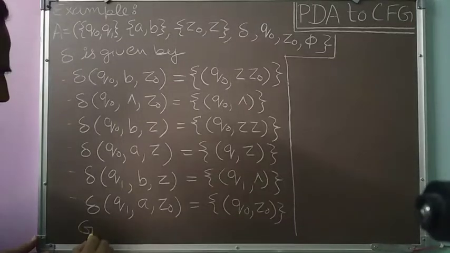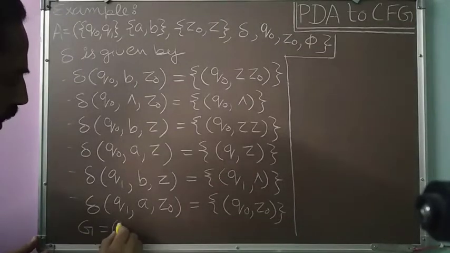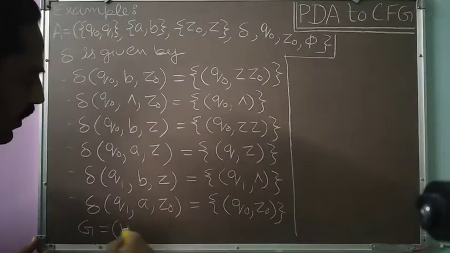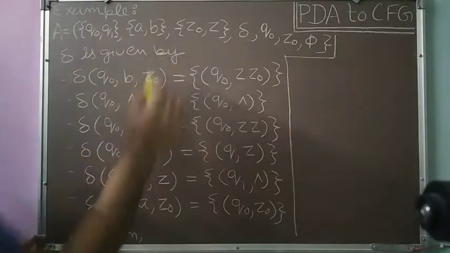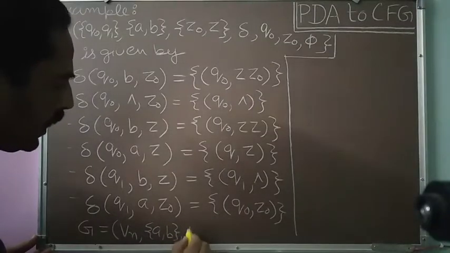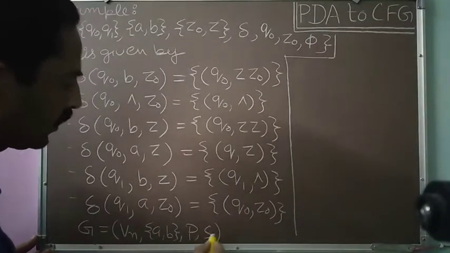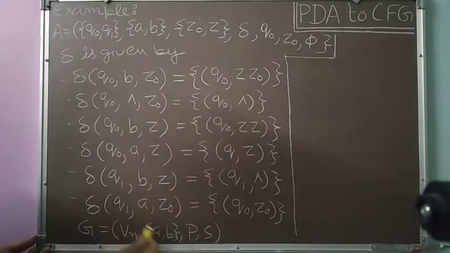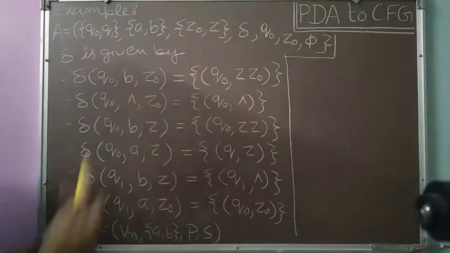Suppose we write G is equal to Vn, sigma, P, S. Sigma is what? Sigma is A comma B. Then P and S, where S will be our start symbol. Sigma is known to us. Vn we will be finding in step 1 and P we will be finding in step 2.